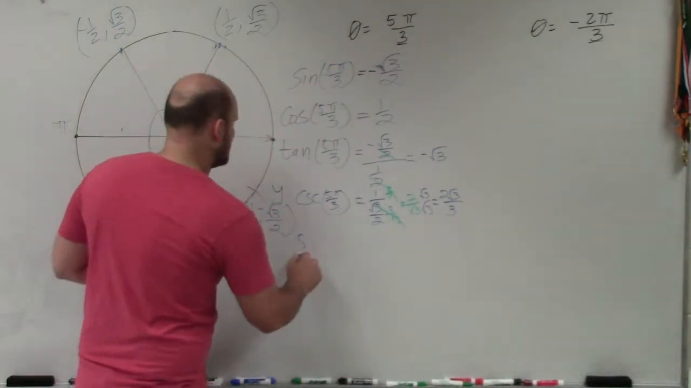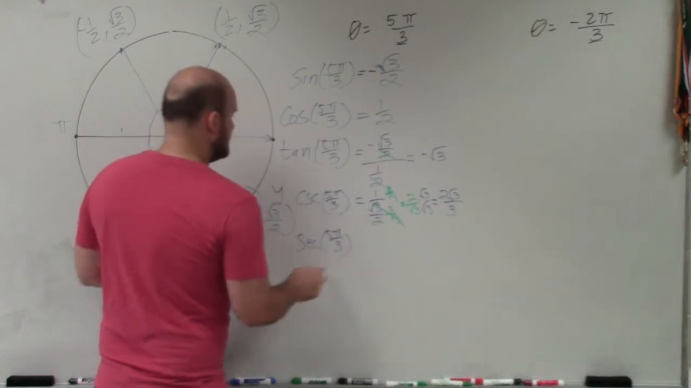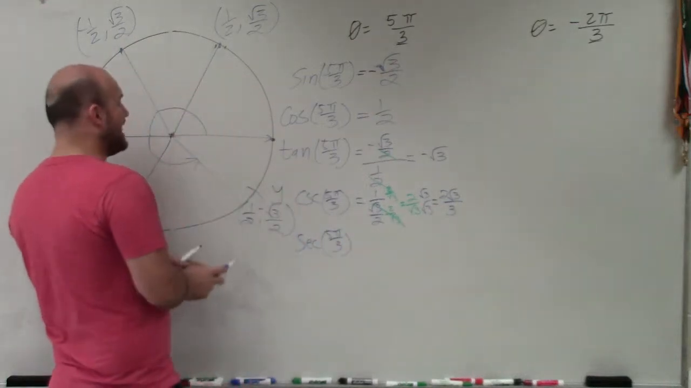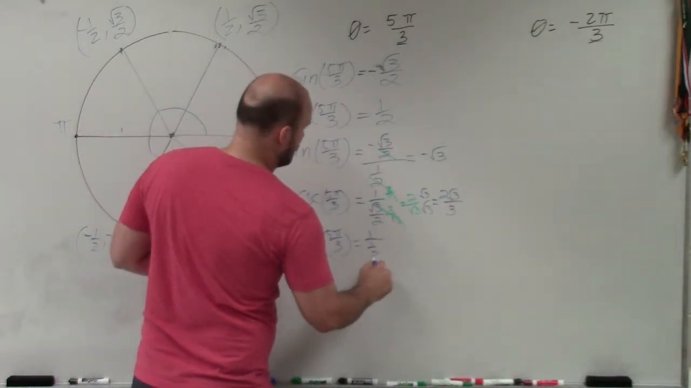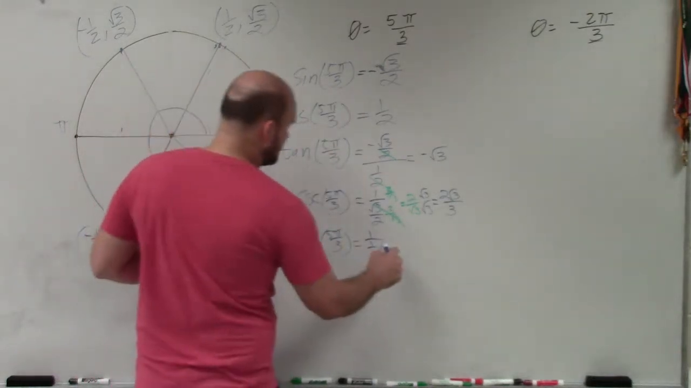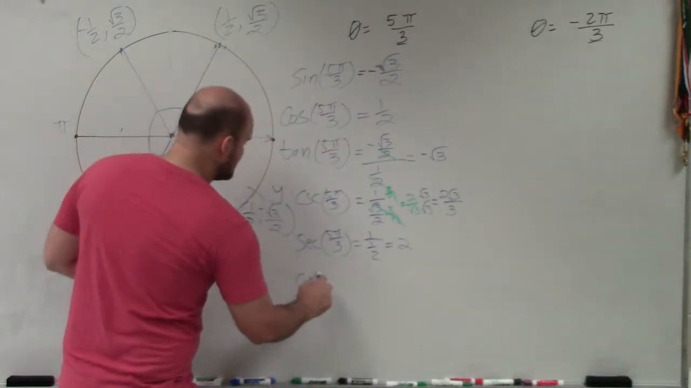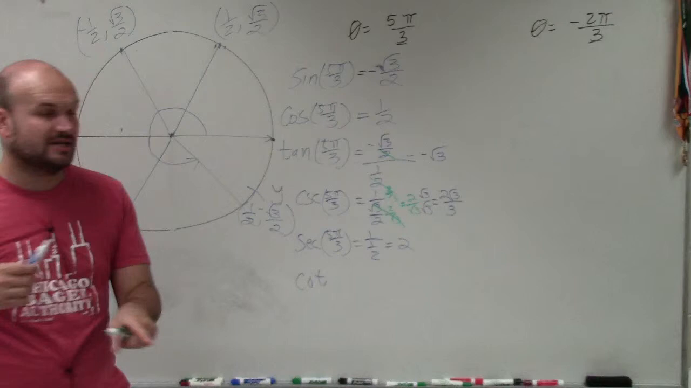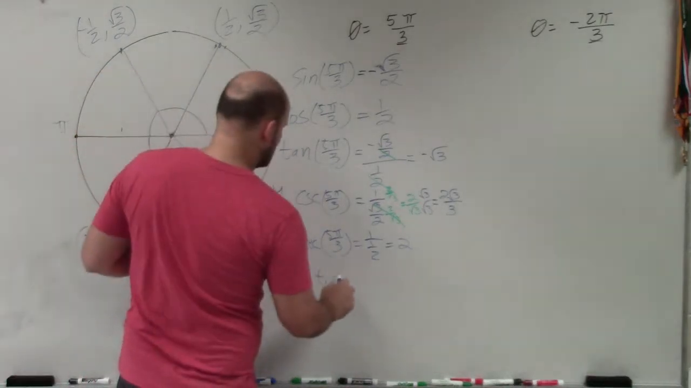To determine the secant, let's do 5 pi over 3. So the secant is going to be 1 over x, which in this case is 1/2. So I do 1 over 1/2. Again, multiply by the reciprocal. And that's just going to leave me with 2. And then the last one is cotangent. Well, where tangent was y over x, cotangent is going to be x over y.